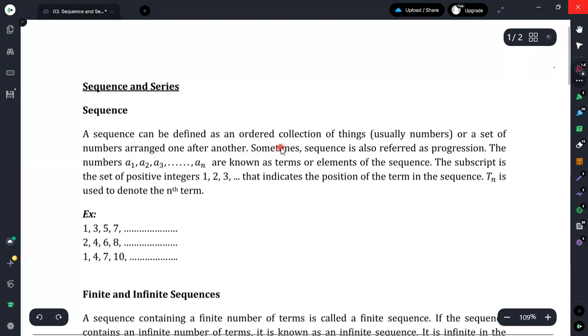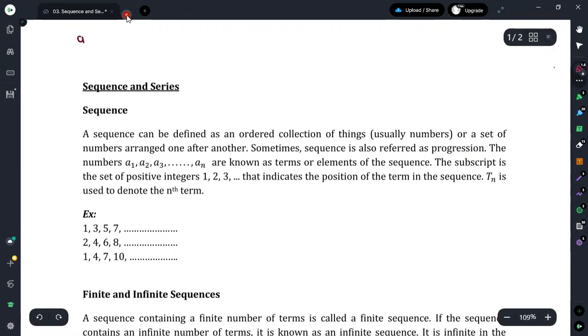But in some situations, instead of the word sequence, we refer to it as a progression, but anyhow you will have the same meaning. Therefore, a sequence is generally said to be a collection of numbers or ordered things. We can have them in this way.